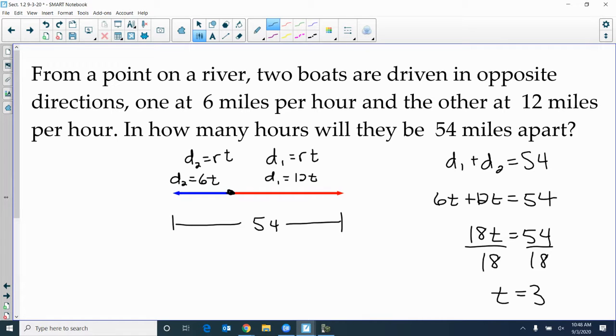Just thinking through that, a lot of you would probably come up with that just intuitively. Like, oh, 12 and 6 is 18. It'll take 3 hours to be 54 miles apart. Sometimes it might not be that easy. Okay. All right, flip it over.